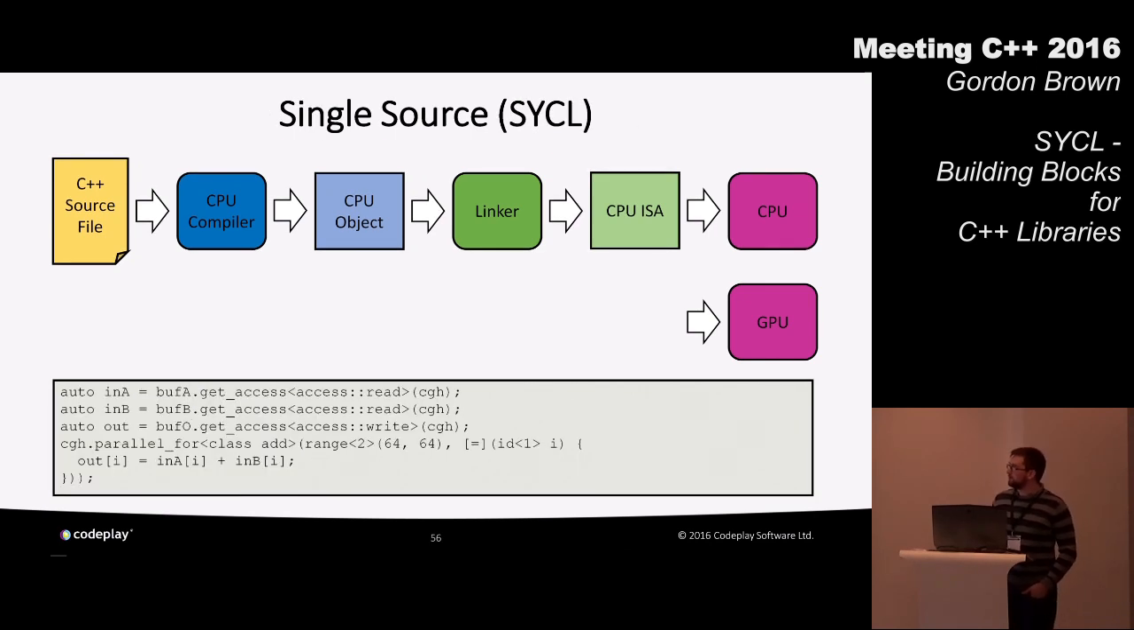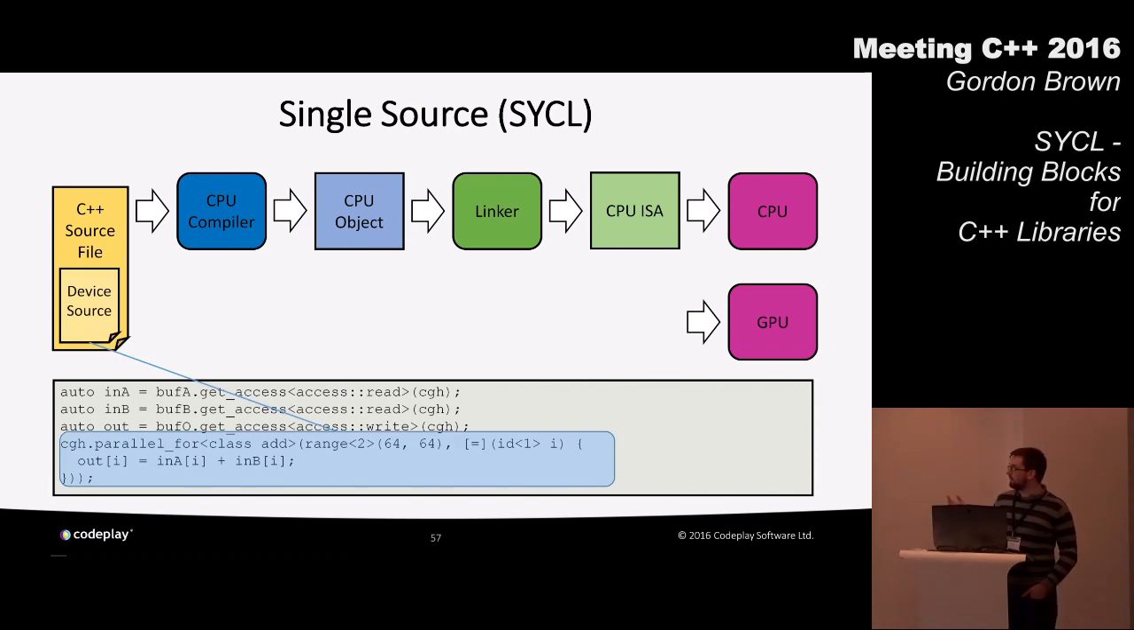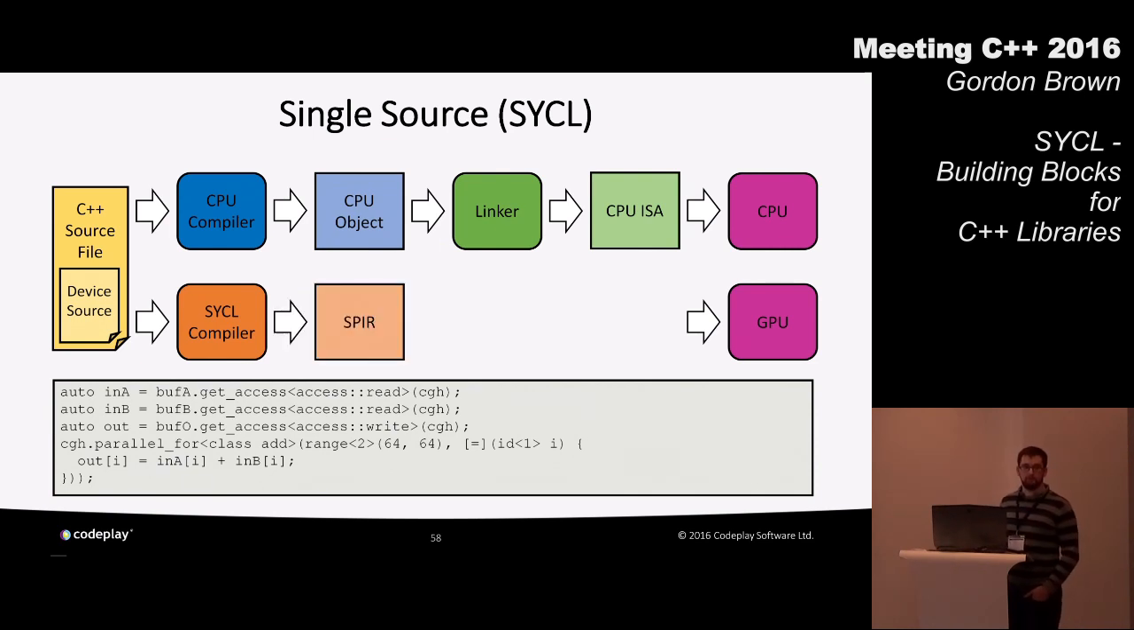Whereas with single source, as we saw earlier, the device code isn't in a separate source file. It's in the same C++ source file. The device code is simply the lambda or functor object that makes up your device function and any functions that it calls. And the way this works is that the same source file is passed alongside the host compiler into a SYCL device compiler, and this generates a SPIR. SPIR is another standard from the Khronos group. It's a standard portable intermediate representation. So this allows you to compile to a standard intermediate representation that can then be lowered to a vendor-specific instruction set.